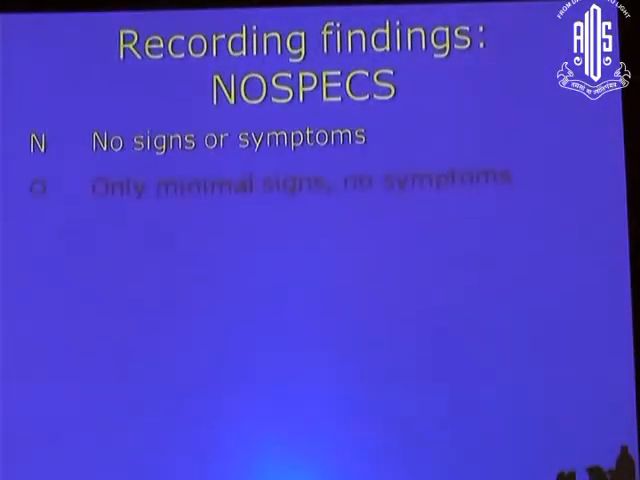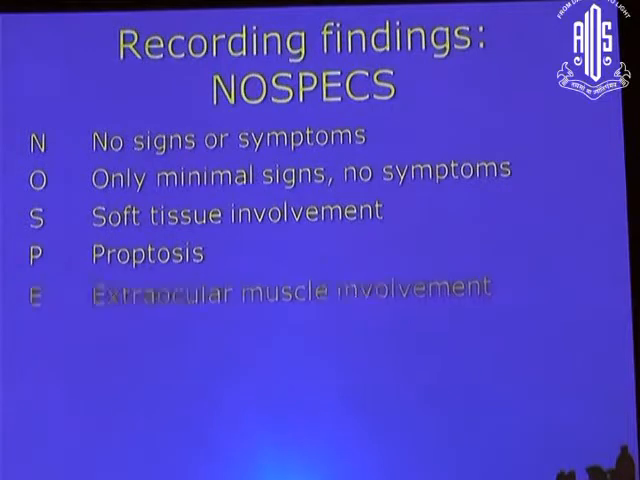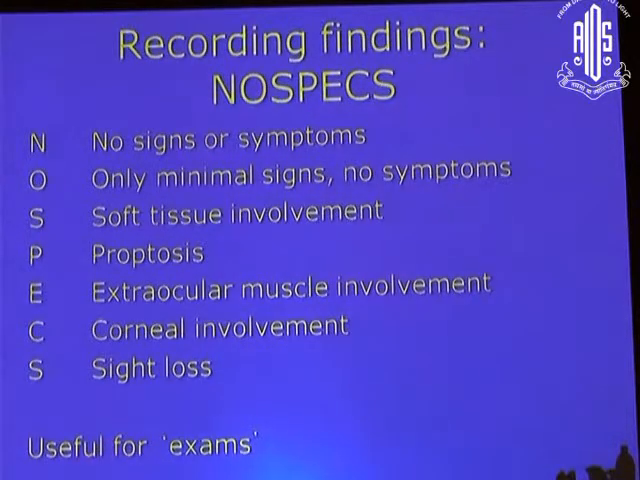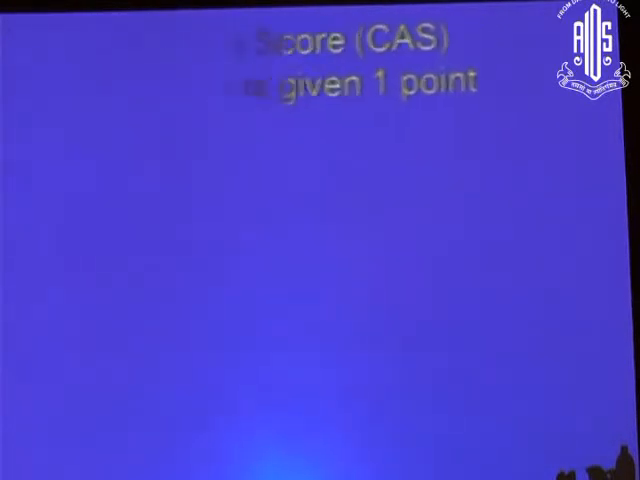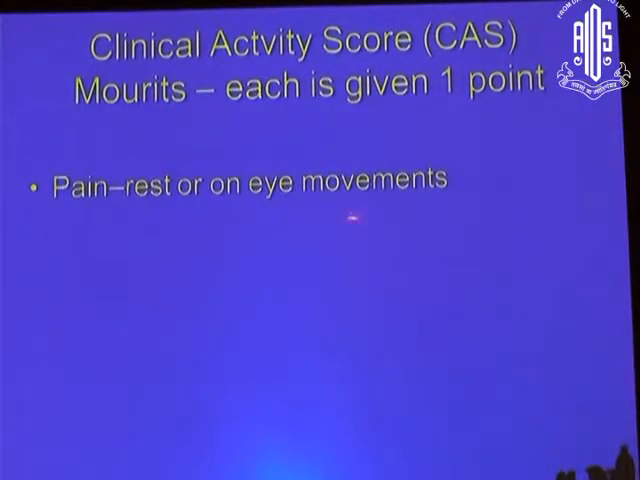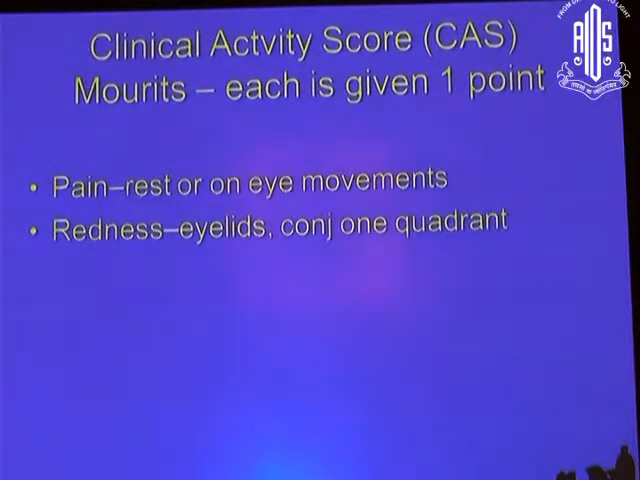And NO SPECS, most of the juniors will know, it's all available in the textbooks. I don't want to bother you, we don't use it, full stop. And useful for exams if there's an older examiner. Clinical activity score is useful to know. It's mostly used in continental Europe. We don't tend to follow it, but it's a useful scoring system. It's again available on the net. You don't need to make a note of this.